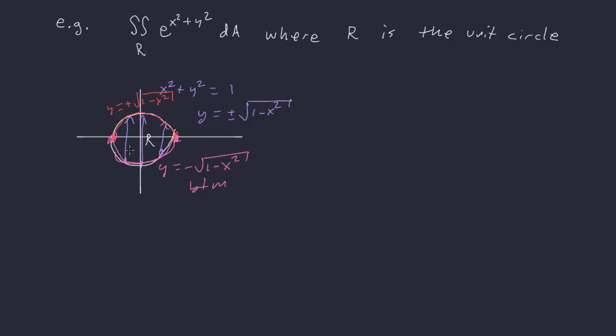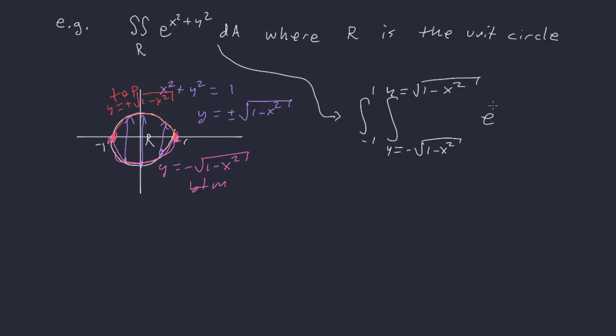But here's the issue. If we think about this as going from bottom to top, when we set up this integral, we're going to have the integral from x equals -1 to 1. Then our inside integral is going to be going from y equals the negative square root of 1 minus x squared to y equals the positive square root of 1 minus x squared. And the integrand stays e to the x squared plus y squared. So this will be dy dx.